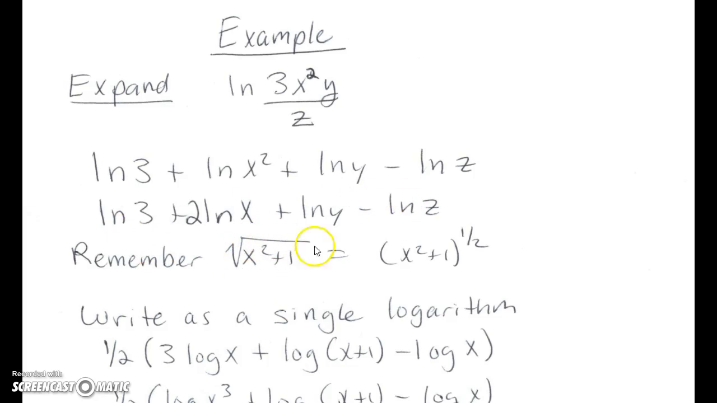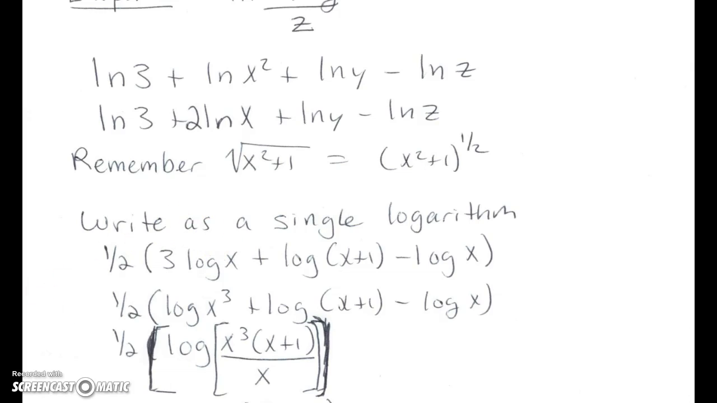Remember that a square root is the same thing as putting this x squared plus 1 in parentheses to the 1/2 power. Remember, the numerator goes here underneath the radical, and the denominator goes out here. If that was a 3, you'd have a cube root here. We never put a 2, it's obviously assumed to be 2 if there's nothing there, all right?